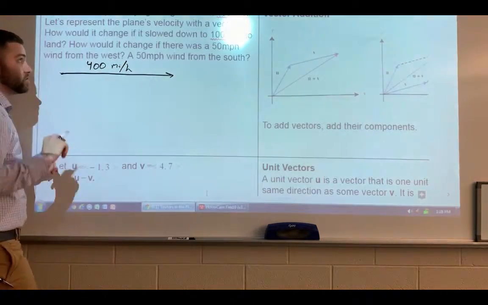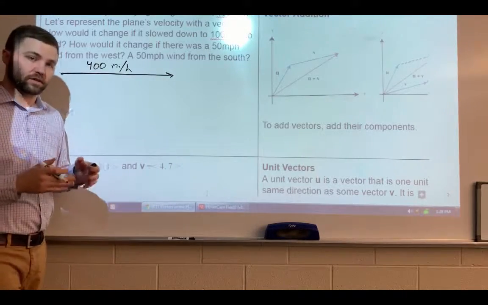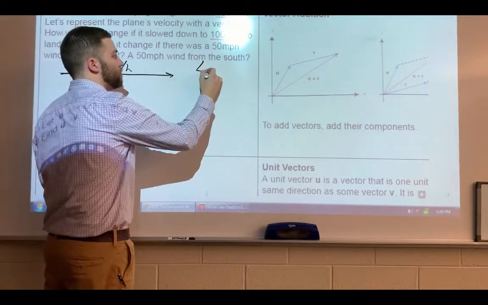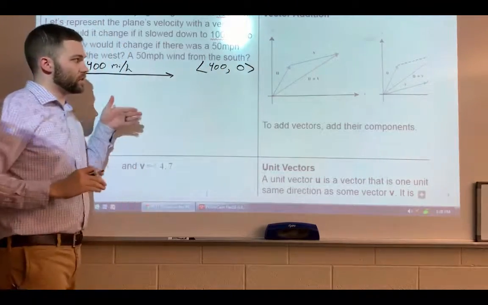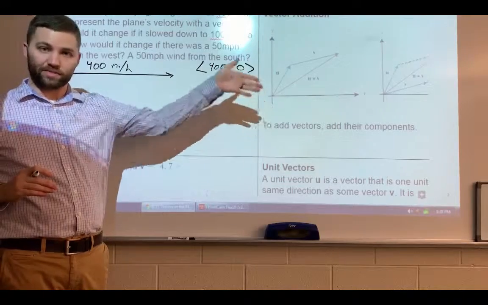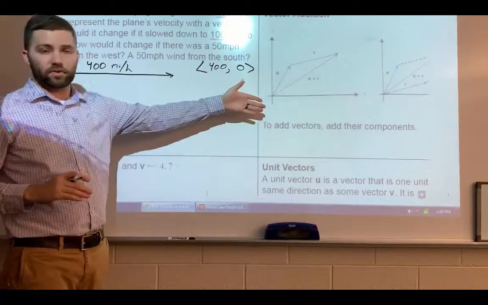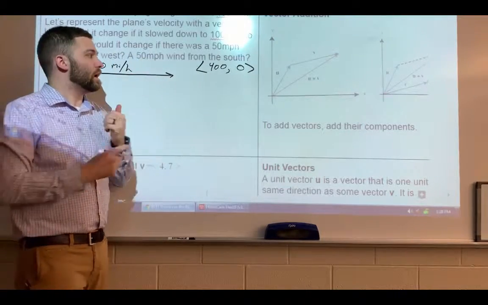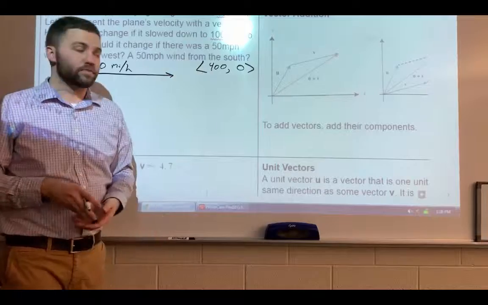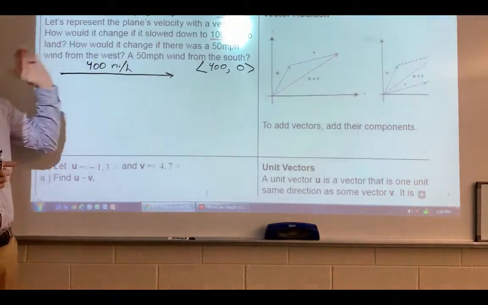Actually, I don't know if you want to write this down or not, but we could write the component form of this vector. All it would be is 400, comma 0. It's 400 in the horizontal direction to the right, so it's positive 400. We haven't talked about this, but it's positive 400 if it's to the right. It'd be negative 400 if it was going east, because it's in the negative direction, and 0 in the vertical direction. So anyway, here's the vector that represents a plane flying straight west at 400 miles per hour.